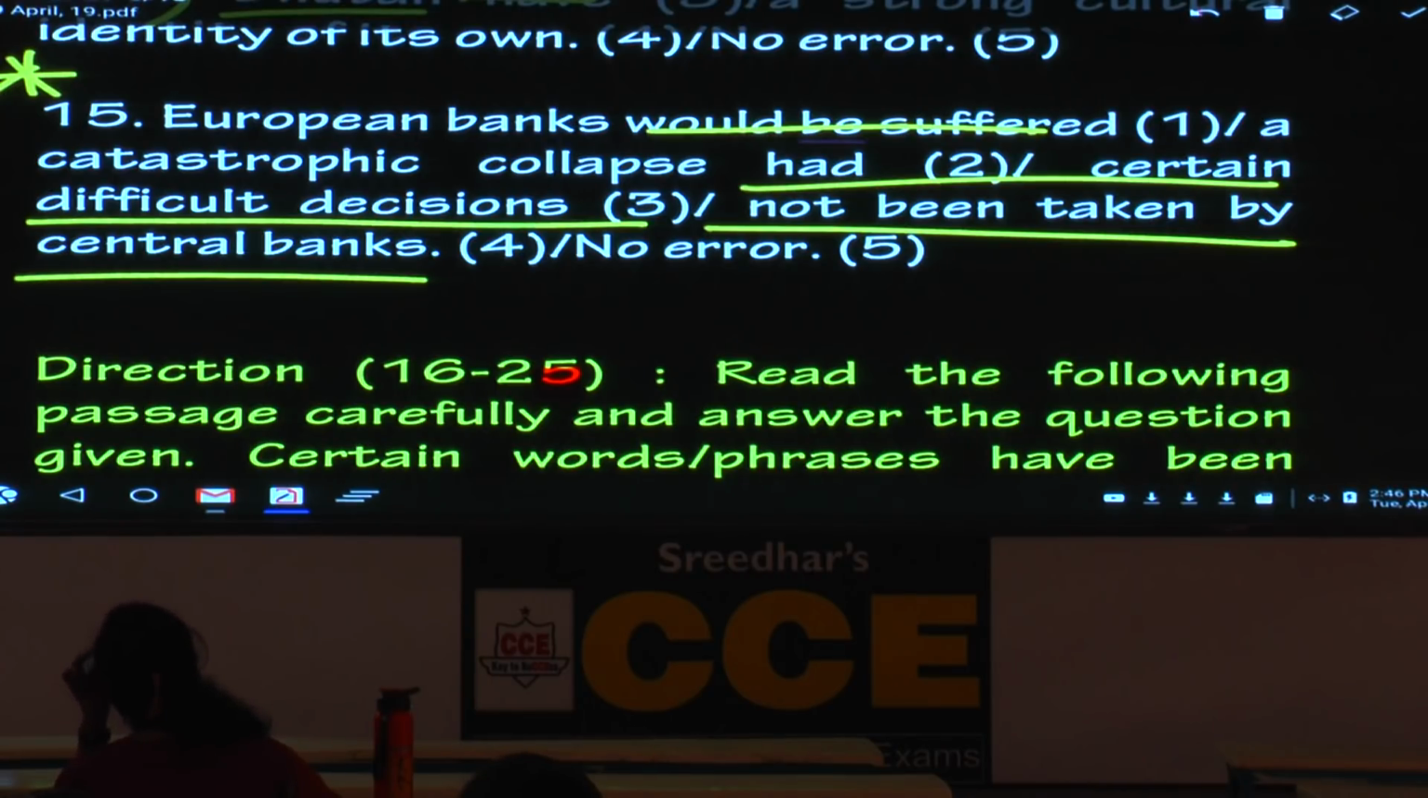Which conditional is this? You use past perfect in the if clause and would plus have plus verb, past participle form, in the main clause. Which conditional is that? You can't afford to forget past conditional. First you write, this question is related to past conditional. And past conditional, what is the pattern?